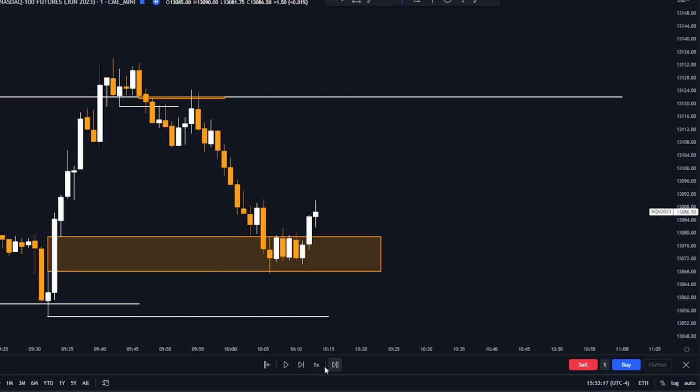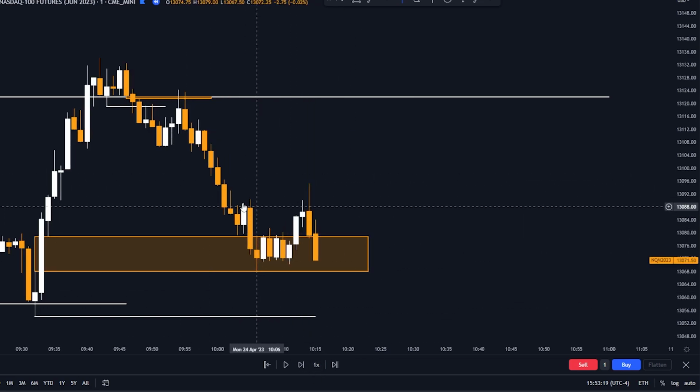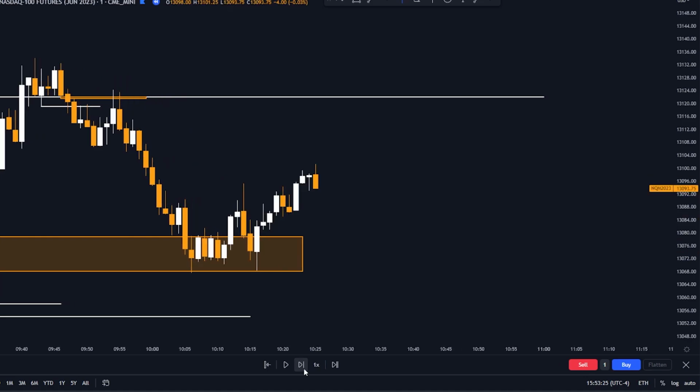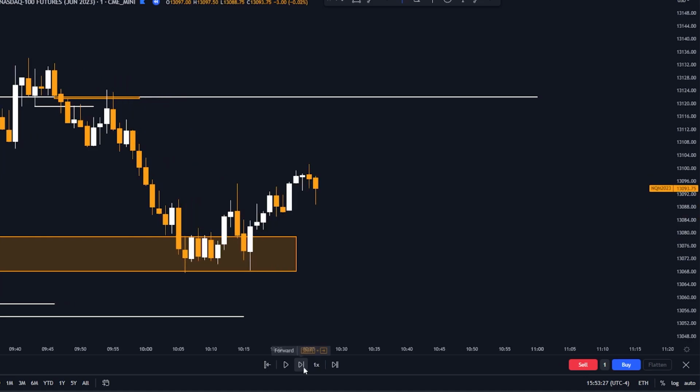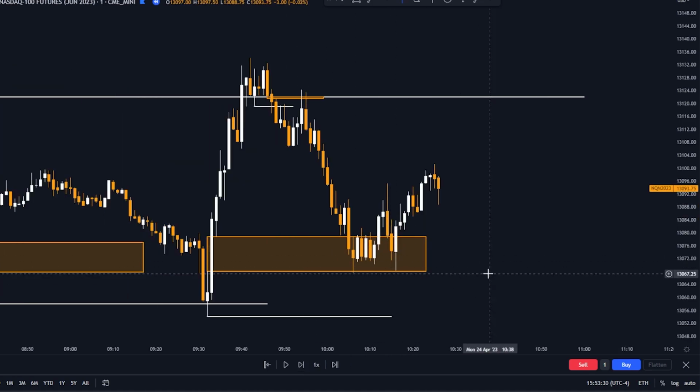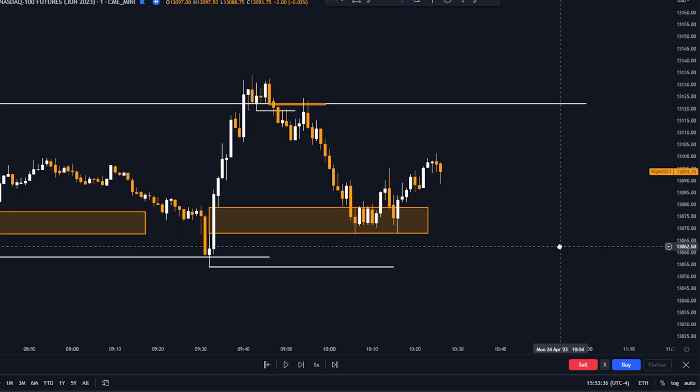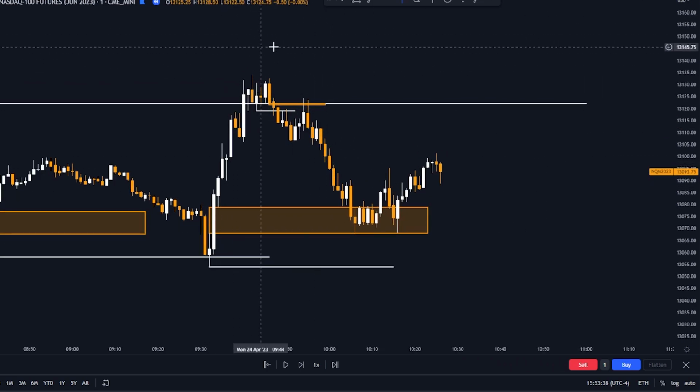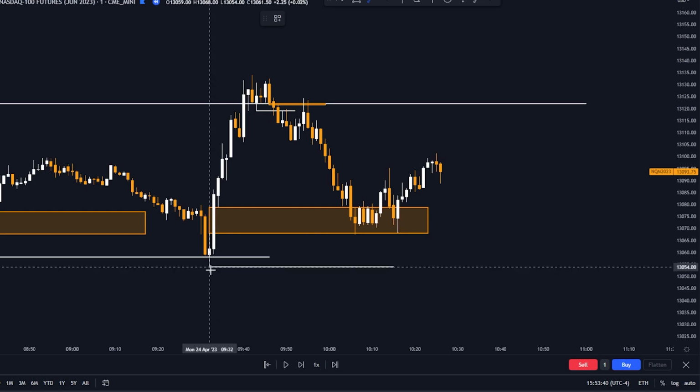So right here, you can again see that this could have been a market structure shift. Here is a fair value gap, so we would maybe enter long again. Now we would go a little bit higher. But I was not long biased here. And why? Because of a very simple thing. We took out this liquidity right here, and we still had this liquidity below.